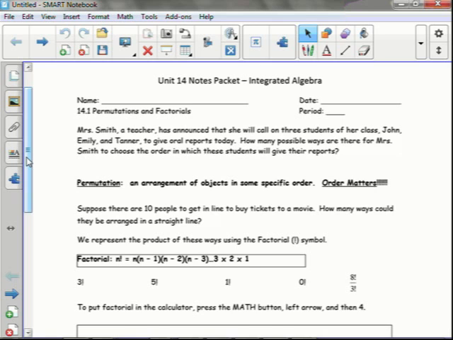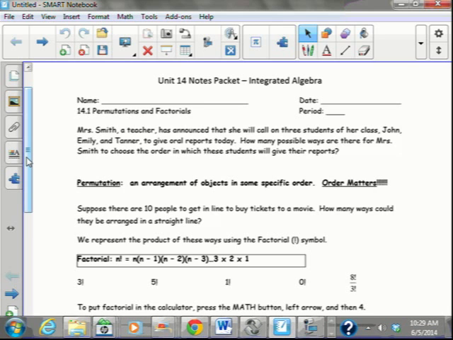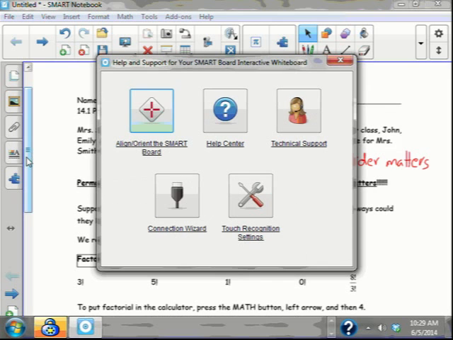So to begin, we just have kind of a setup here. Mrs. Smith, the teacher, has announced that she will call on 3 students of her class, John, Emily, and Tanner, to give oral reports today. How many possible ways are there for Mrs. Smith to choose the order in which these students will give their speech? The thing that we see from this scenario is that the order matters, because if John goes first, he's not going to go second. And when we do that, we're going to use a permutation.